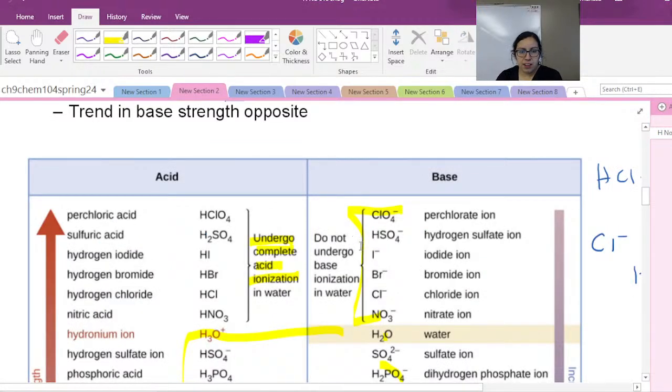And then if we've forgotten, we have our nitrate, and it tells us it does not undergo base ionization. And then there's our nitric acid corresponding, reminding us of complete acid ionization.